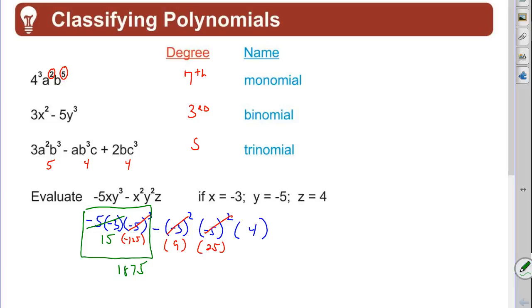For that part, all right, be careful here. You got this negative. So you got a negative 9 times a 25. If you had 9 quarters, what do you have? 2 1/4. So that's 225 times 4, and that is 900. So this is minus 900. So 1875 minus 900, and you end up with 975.